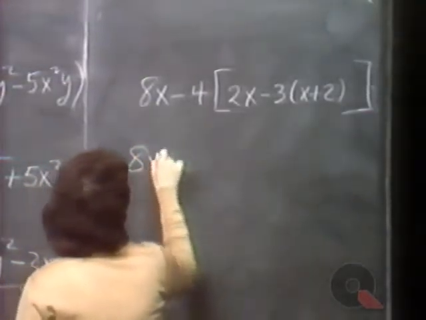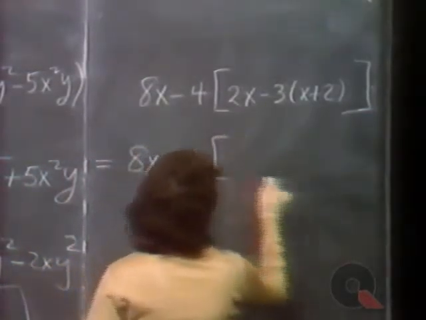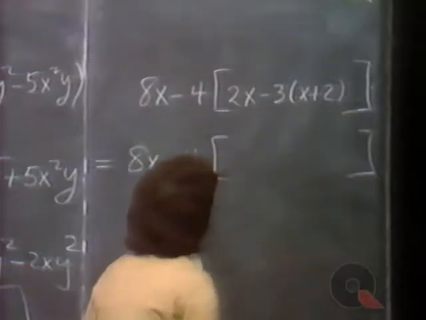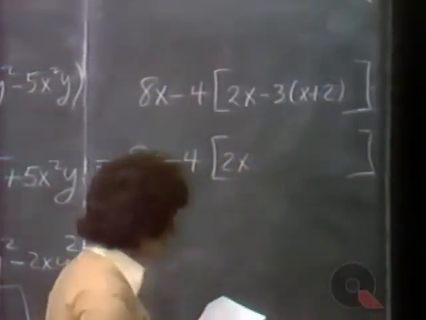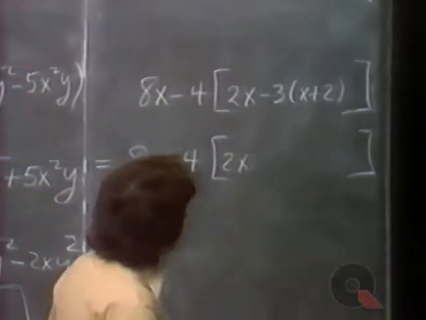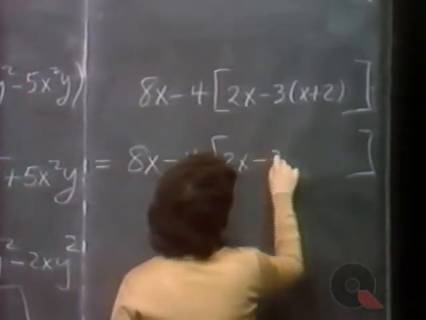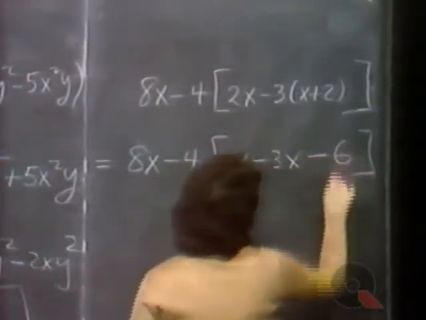Okay, 8x minus 4 times. Now let's simplify what we have in the brackets. We have 2x. Now the minus 3 is to be distributed through the parentheses, giving us minus 3x minus 6.